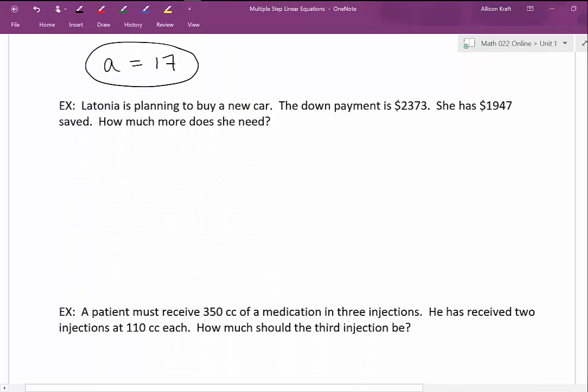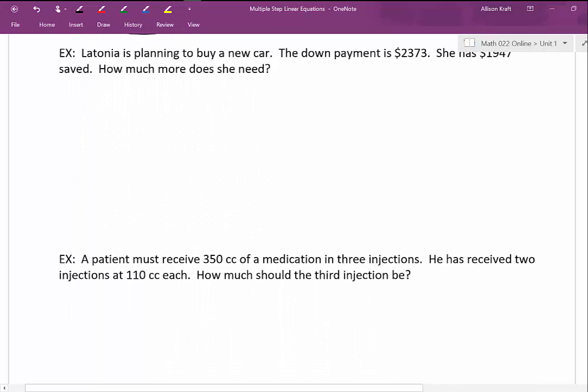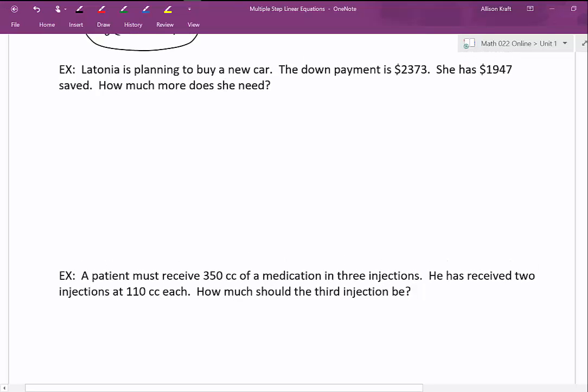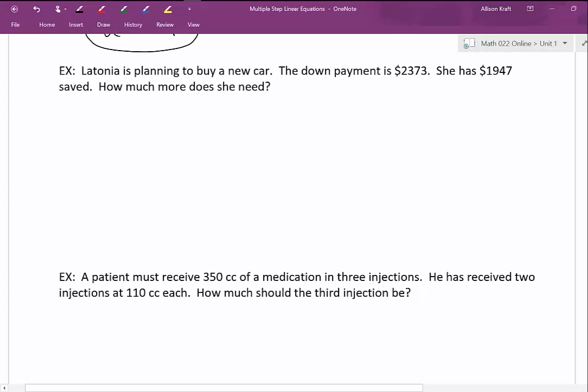We're going to look at a couple application problems. We want to read the application problem and develop an equation to represent the situation and then solve it. LaTanya is planning to buy a new car. The down payment is $2,373. She has $1,947 saved. How much more does she need?